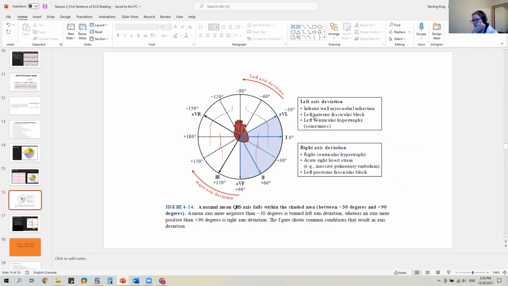This shows the causes. So certain things, like left ventricular hypertrophy, will drive you towards the left axis, versus right ventricular hypertrophy will push you towards the right axis, which is fairly intuitive. There's a couple other things in here that talk about it, but you can just read that on your own time. It's probably not as helpful to talk about here.